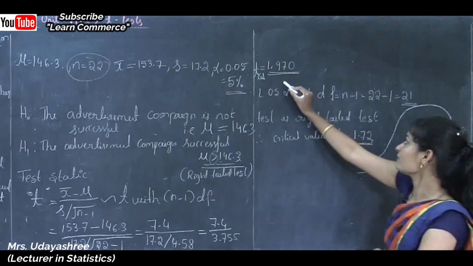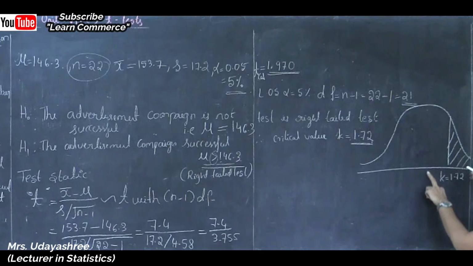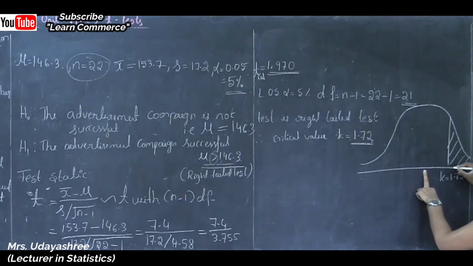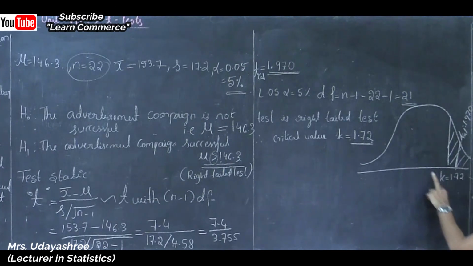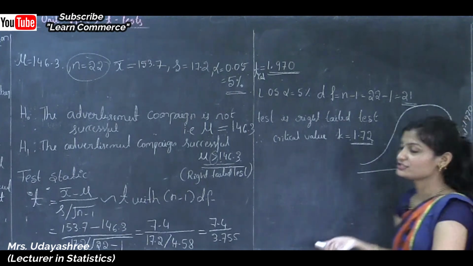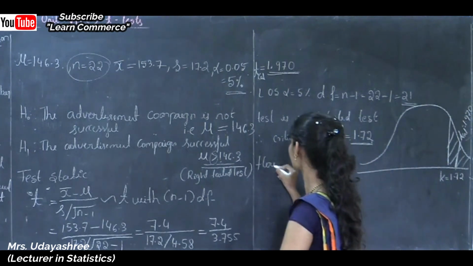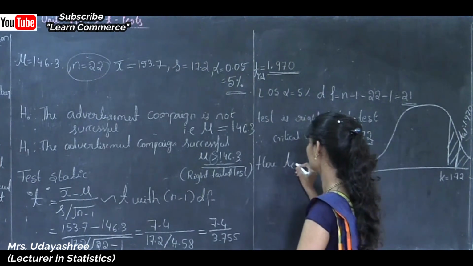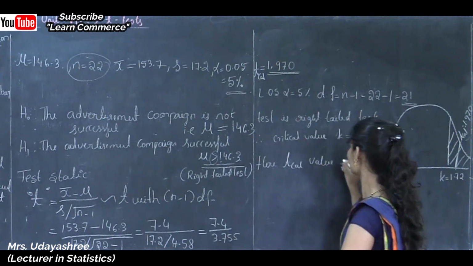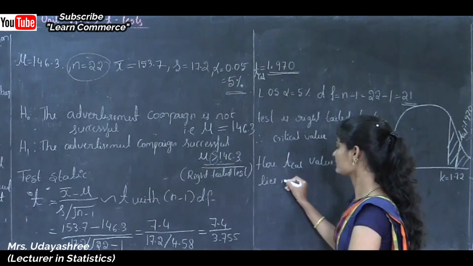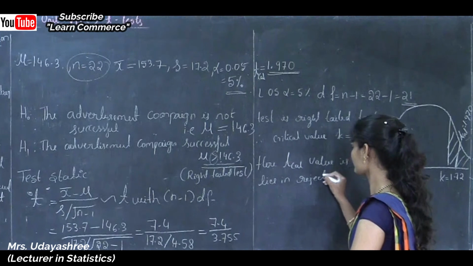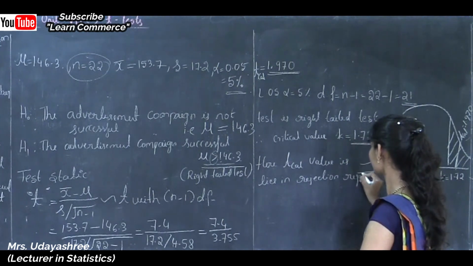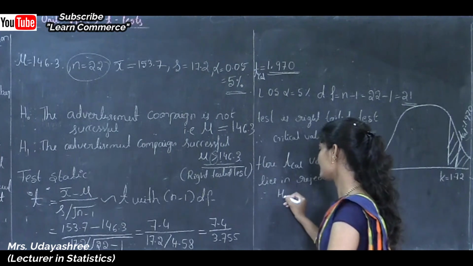Here the calculated value is 1.970, so 1.970 comes here. See, the calculated value lies in the rejection region. Therefore, we can say H naught is rejected.